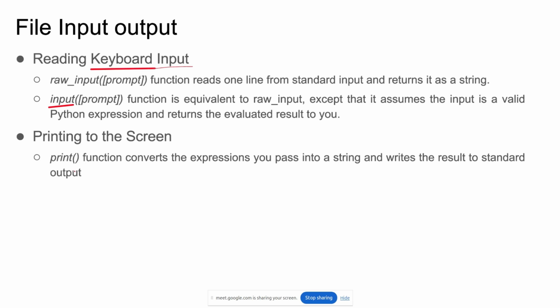And for printing, we are using the print function. Before this input, in earlier Python versions, we used the function raw_input. Now we are using the input function. So you can remember this raw_input or input. Input is just equivalent to this, except that it assumes the value is a valid Python expression and returns the evaluated result to you. So this is a good way to use right now in all cases.